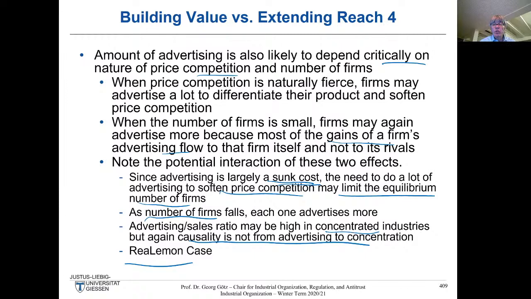So here, the Real Lemon brand name was, in a sense, acting, at least in the view of the judge, as a barrier to entry. Okay, that's somehow strange, but anyway, it's how it is.